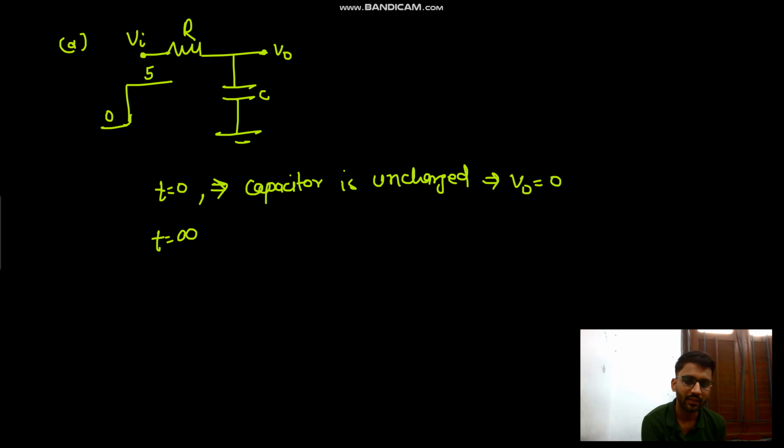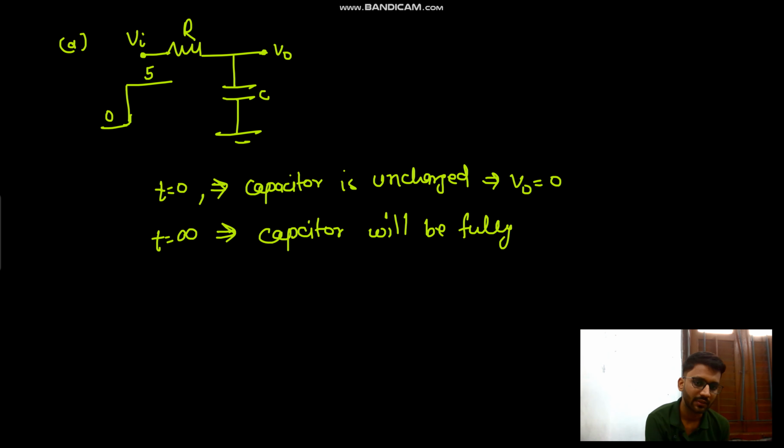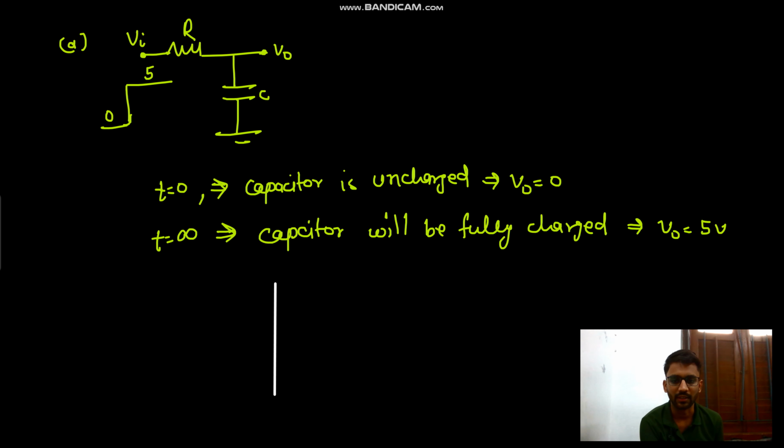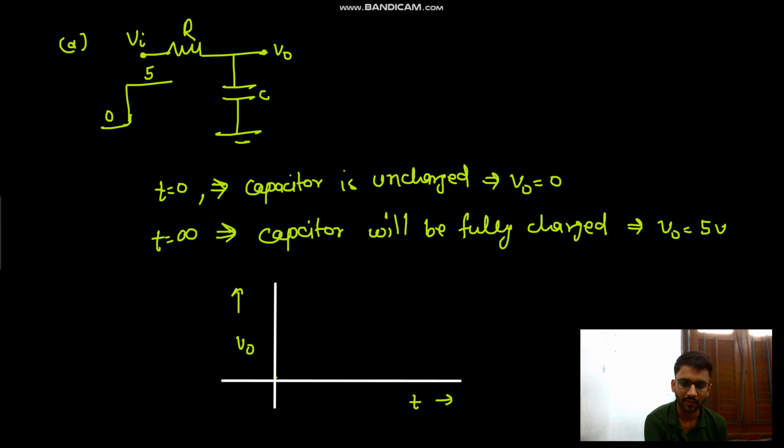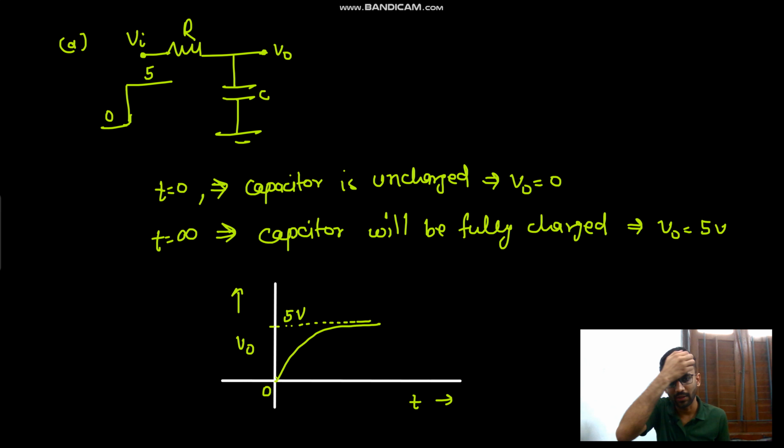And at t equals to infinity, capacitor will be fully charged, so your V naught equals to 5 volt. So your output waveform will look something like this. V naught and t, 0 to 5 volt. Okay, so that's one way of explaining it. Now I will tell you another way.